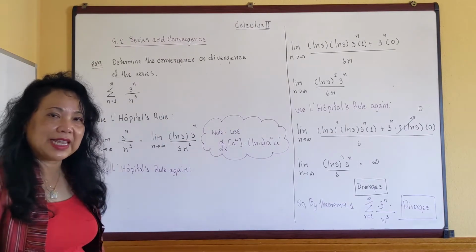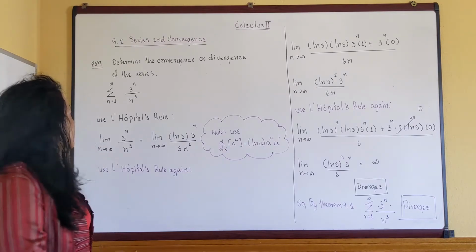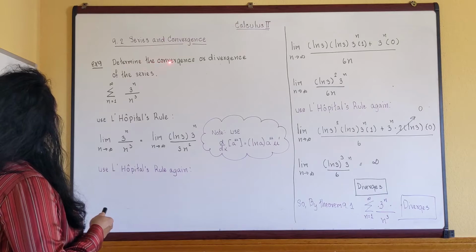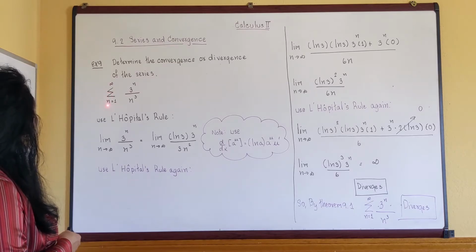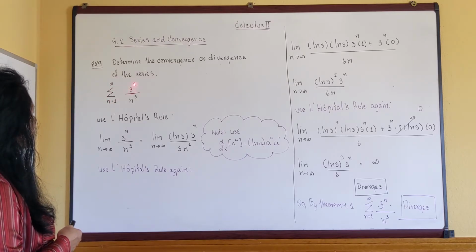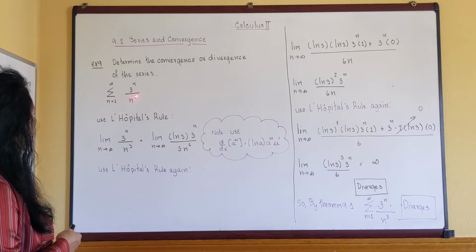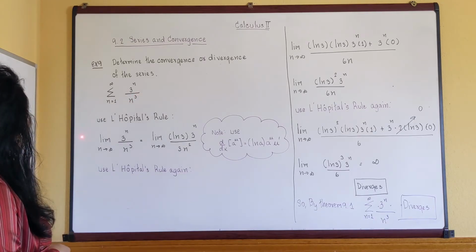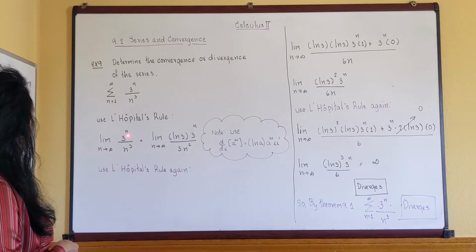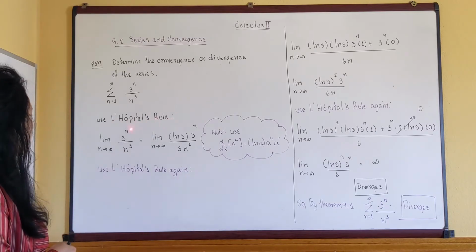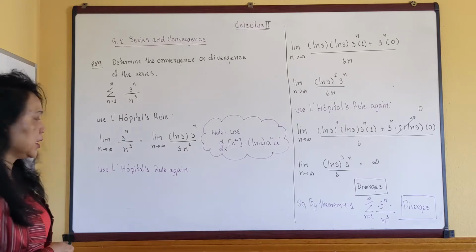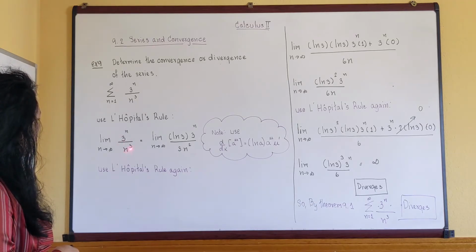Hello, let's look at our last example from 9.2. Example 9, determine the convergence or divergence of the series. I have sigma n from 1 to infinity of 3 to the n over n cubed. Now I take the limit of this. As n goes to infinity, I have infinity over infinity. So I'm going to use L'Hopital's rule, which means I take the derivative of the numerator separately from the denominator. The denominator is pretty easy, it's just 3n squared.